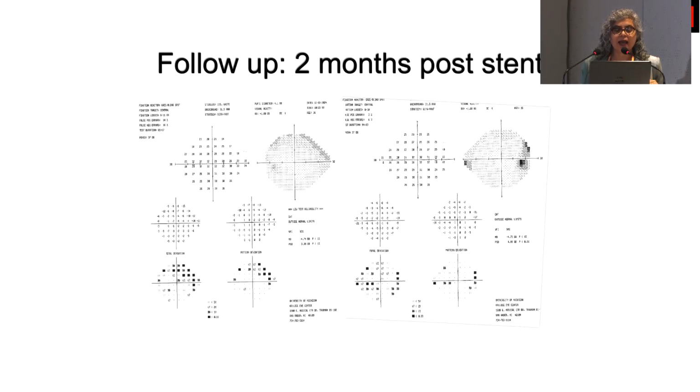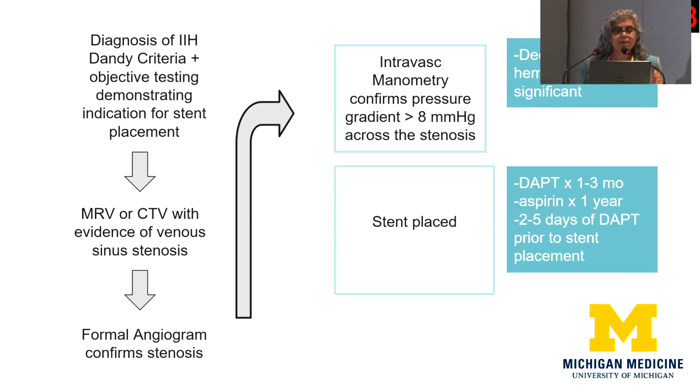So what is the process of venous sinus stenting? You first diagnose IIH using the Dandy criteria. You have to demonstrate indication for stent placement, so you do an MRV or CTV. There has to be evidence of venous sinus stenosis. Then they undergo formal angiogram confirming stenosis, and they also measure the gradient, more than 8 millimeters, and then the stent is placed. But prior to stent, there is 2 to 5 days of dual antiplatelet therapy to prevent stent thrombosis, and they are continued on that for 1 to 3 months, and aspirin for 1 year.